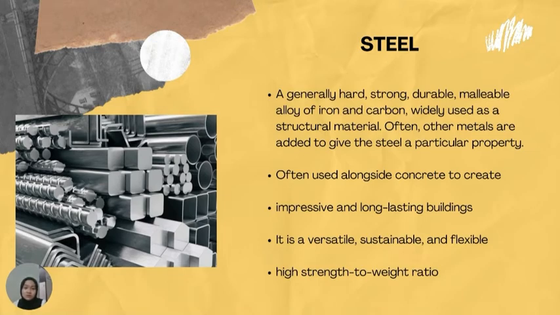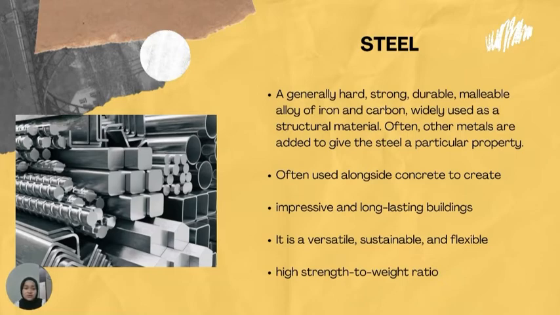Structural steel is a popular construction material, often used alongside concrete to create impressive and long-lasting buildings. Its versatility, sustainability, and flexibility are some of the main reasons for its use, as well as being a very cost-effective material. With a high strength-to-weight ratio, steel can often provide a solution where other materials are unsuitable.